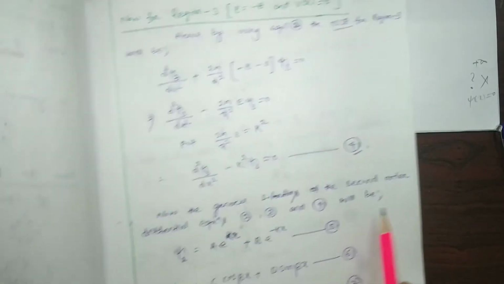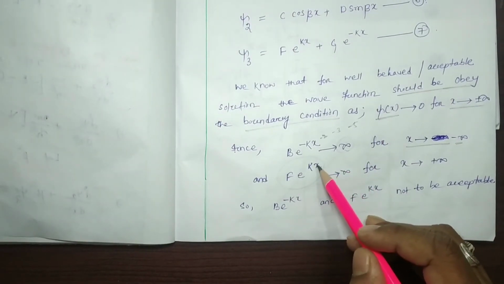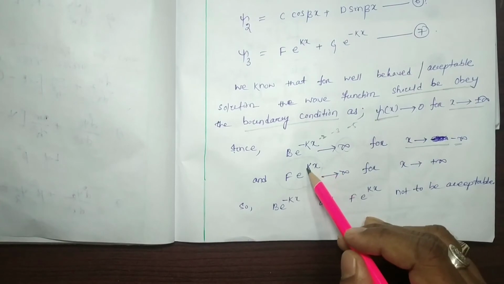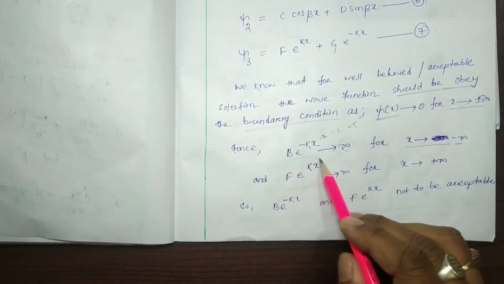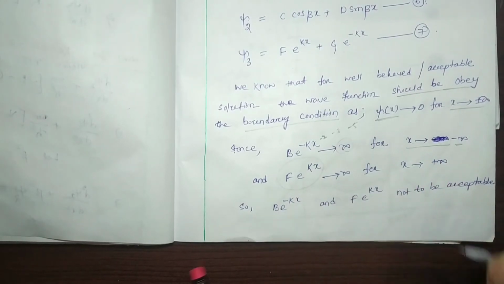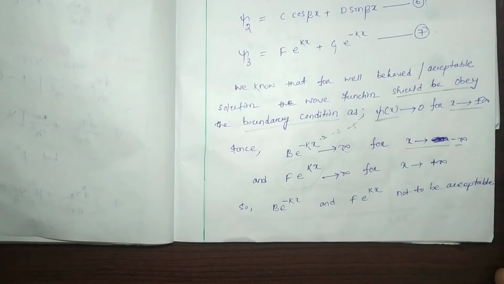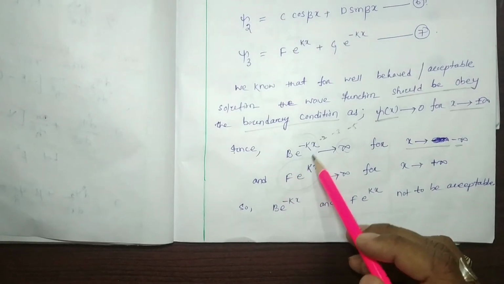So if we consider this term and put 2, it will be 2k; 3 will be 3k, 4 will be 4k, 5k, and that means this will be infinite when x tends to plus infinity. Okay, plus infinity. So this term and this term are not going to be acceptable.